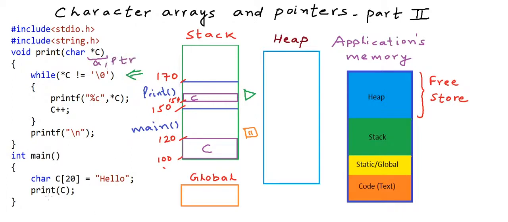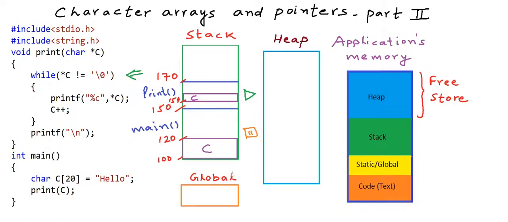We could have named this particular variable A or PTR or whatever, but all that happens when we make this call to print and pass C here is that the address 100, which is the base address of the array, is passed to the print function, and the print function stores it in a pointer variable. Sometimes it may confuse us when we use the same local variable name in the calling function and the same argument name in the called function, but we must always understand that they are different.